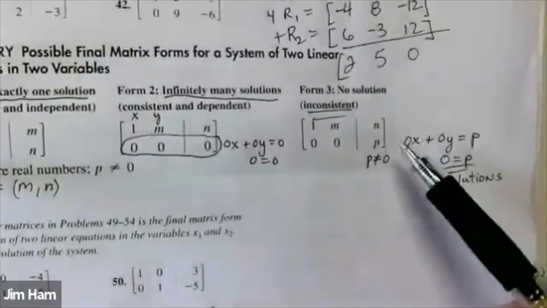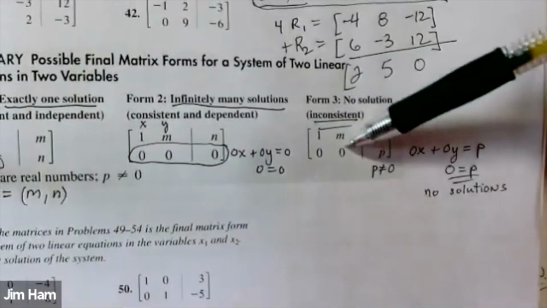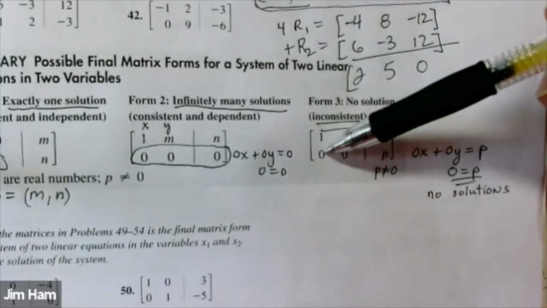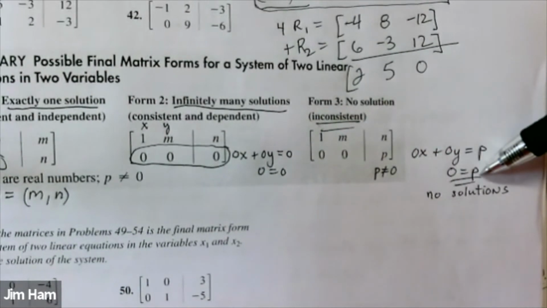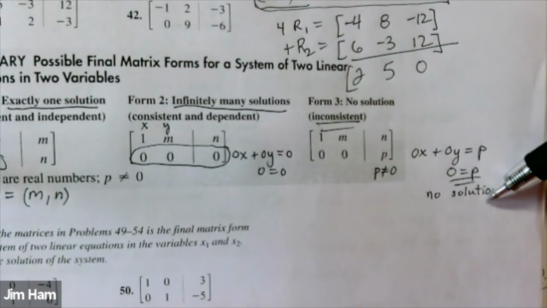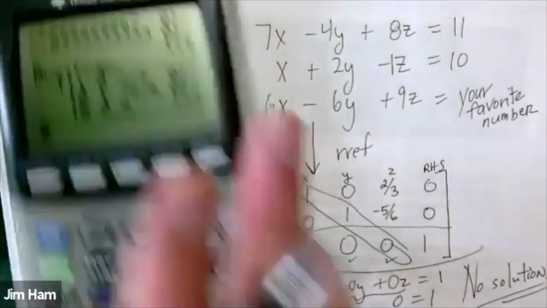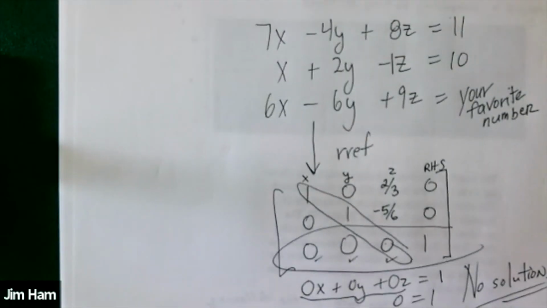All right, now for the 2 by 2 case, it looks like this, where we have 1 down the diagonal, but we don't have a 1 there. And we write 0x plus 0y equals p, 0 equals p, that's the no solutions case. If you were to have all zeros, that would be the infinite solutions case. Now the infinite solutions case has a little bit more work to it. So let me give you another one and show you how you write the solution set.